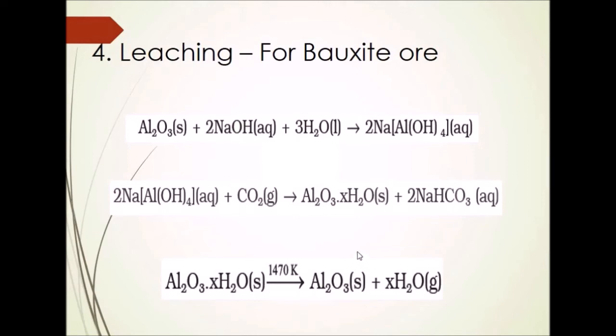The hydrated alumina which is obtained here is now heated to a temperature of 1470 Kelvin and dried to get the pure alumina. This is how the pure alumina is obtained by leaching. Remember, here the seeding agent of pure alumina is added. The seeding agent enhances the formation of precipitate, and hence hydrated alumina precipitates out.